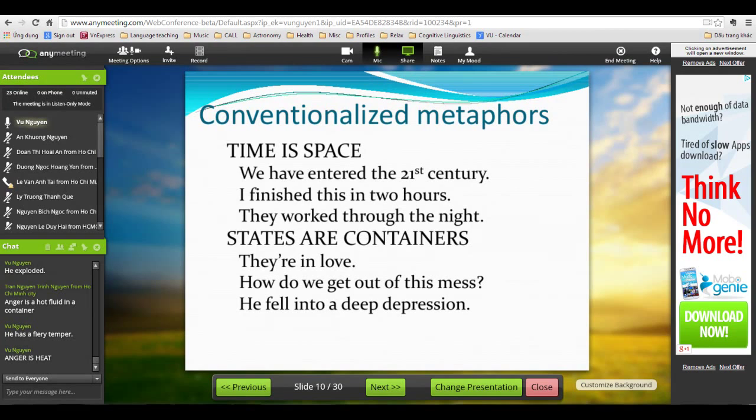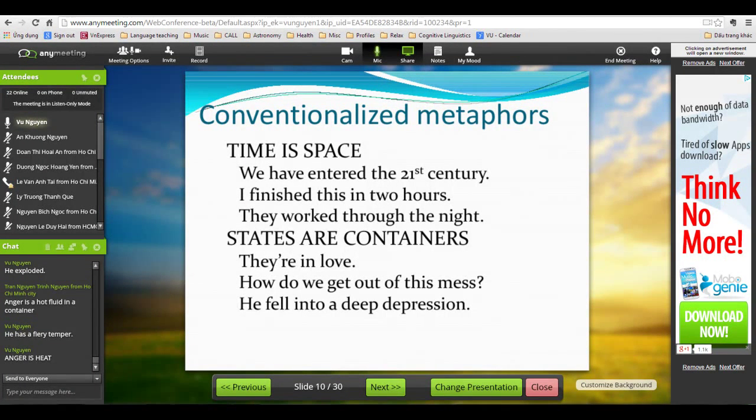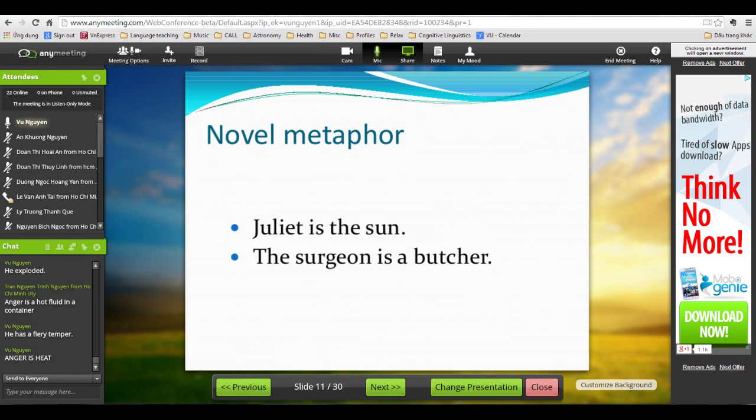So, I finished this in 2 hours. These language expressions are motivated by a time is space metaphor. And in the examples at the bottom of the slide, they are in love, he fell into deep depression, states are containers motivates these language expressions. These very popular and frequently used conceptual metaphors are the kinds of metaphors that George Lakoff analyzed and discussed in his very famous publication, Metaphors We Live By.